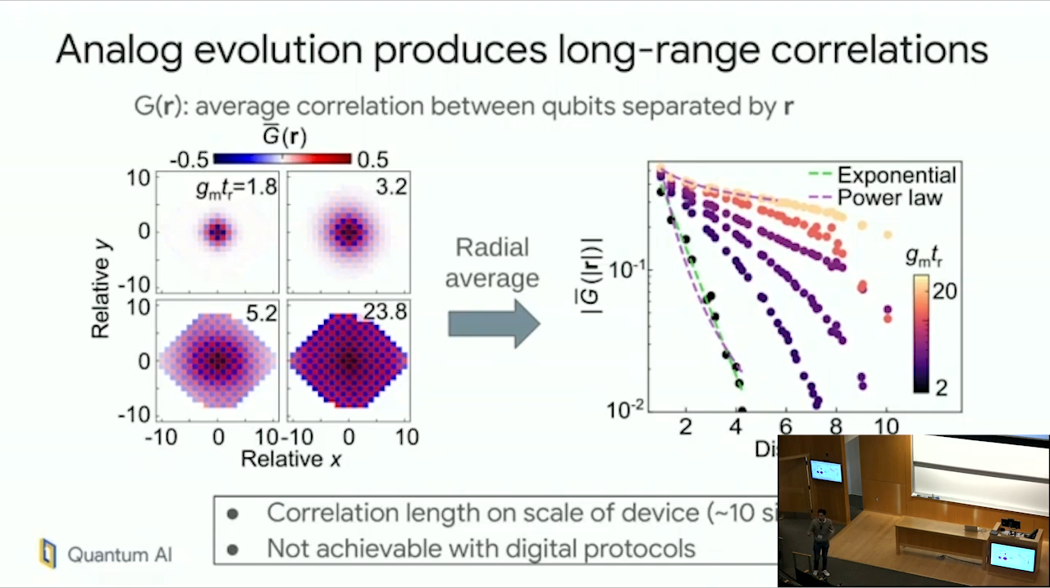And I want to emphasize that this is not a state that we would be able to produce with a purely digital protocol. Now what we can do is we can perform an average so that we can convert this to what we have on the right here, which is the correlations as a function of radial distance. So we're just averaging around circles. Here we already start seeing something interesting. We now see that at very short ramp times, the correlations decay sort of exponentially with distance. But at longer ones, they start looking more power law-like.